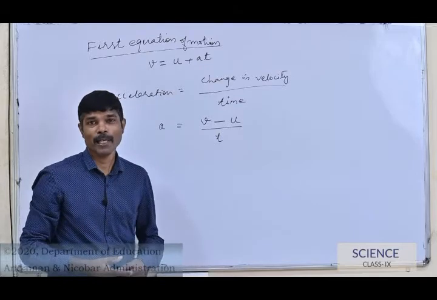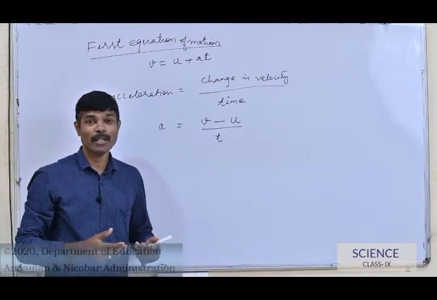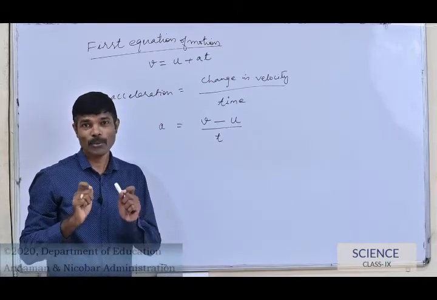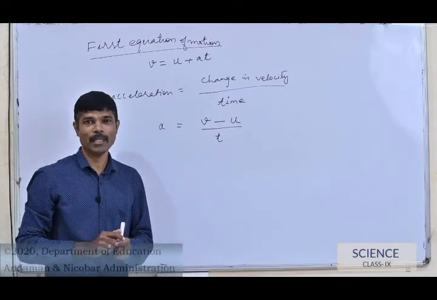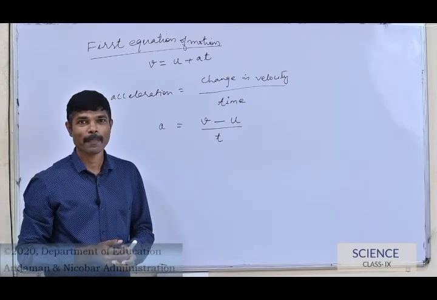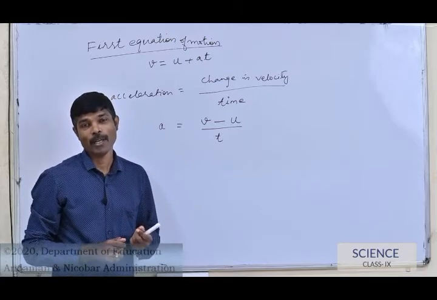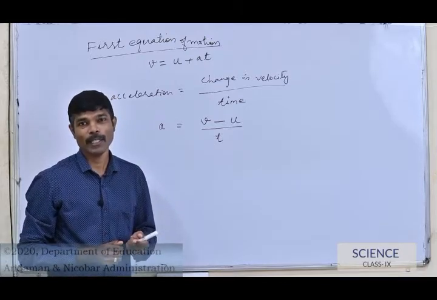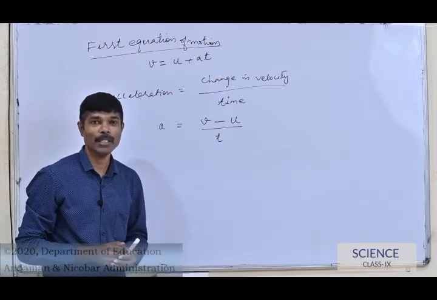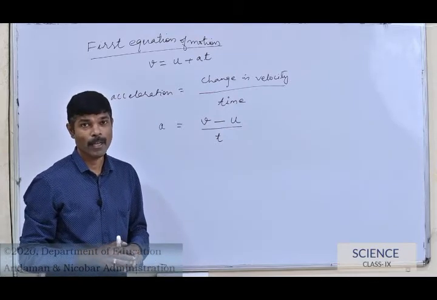Children, many times students have confusion between the initial velocity and final velocity, which letter is being used. So in order to identify it correctly, in the English alphabet, which letter comes first, U or V? Yes, U comes first, right? So the first one is the initial one. That means the initial velocity is denoted by the small letter u and the final velocity is v. This way you can remember the symbols for initial velocity and final velocity.